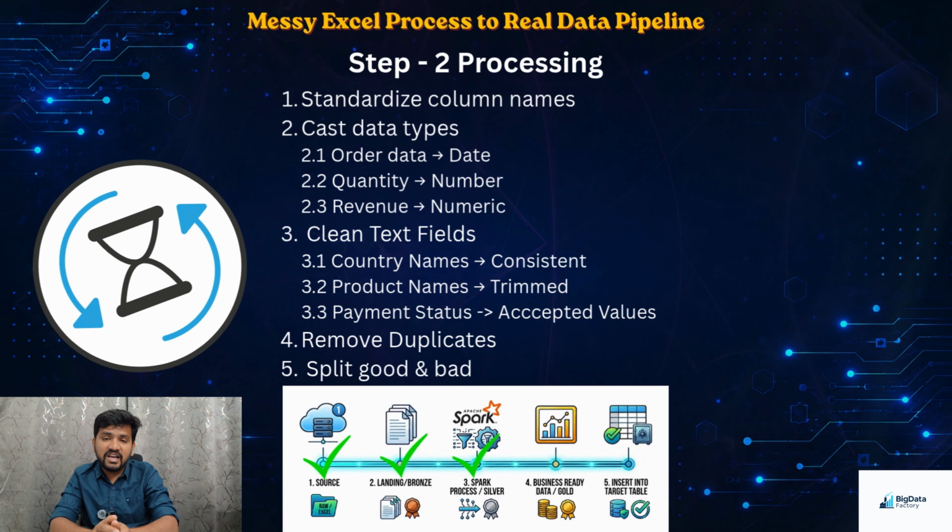Fifth, split good and bad records. This is important. A beginner pipeline often fails completely or ignores bad data. A better pipeline separates bad records into a quarantine table. Good records continue. Bad records are stored for review. This means the business gets a report and the data team still has visibility into what failed.